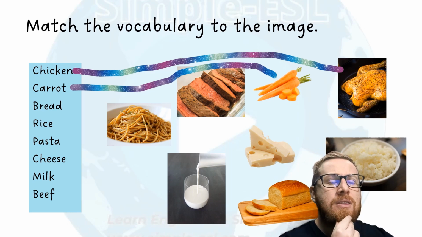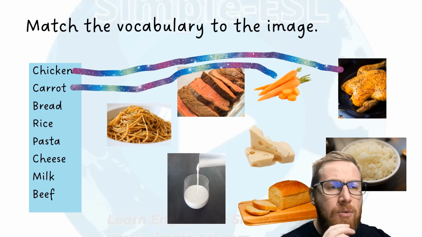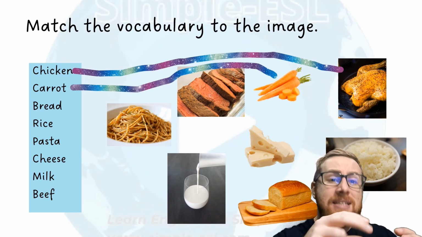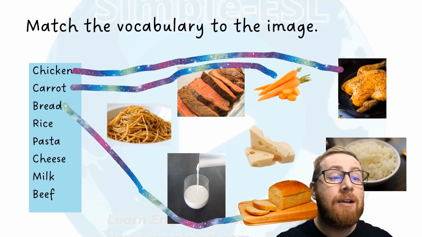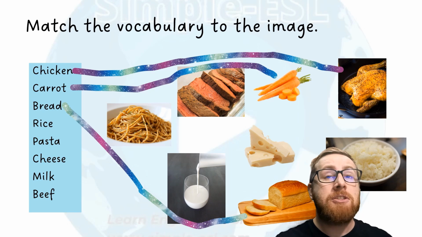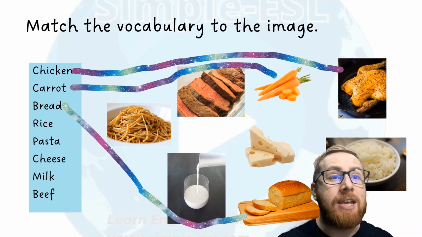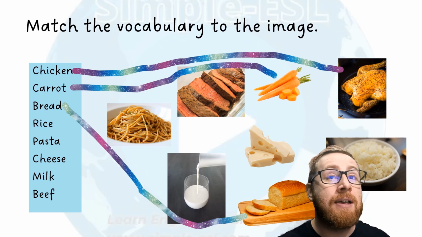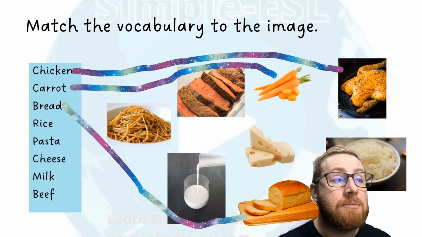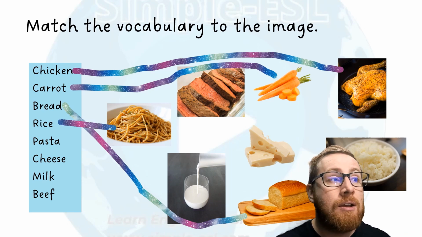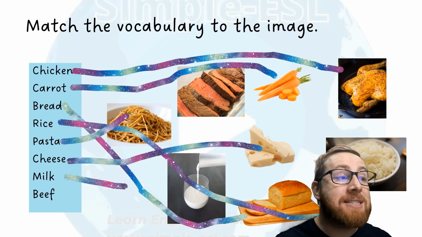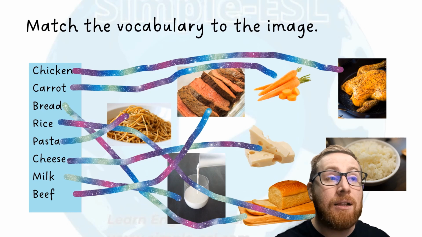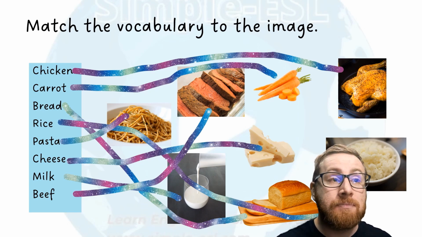Now this wasn't in the help sheet, but do you know which item is bread? You can make sandwiches with bread. There is bread. Let's do the next few quite quickly. We have rice, we have pasta, cheese, milk, and beef. Can you see which items go to which words? Rice, pasta, cheese, milk, and finally beef. Did you get that all correct? Well done. Let's move on to the next section.